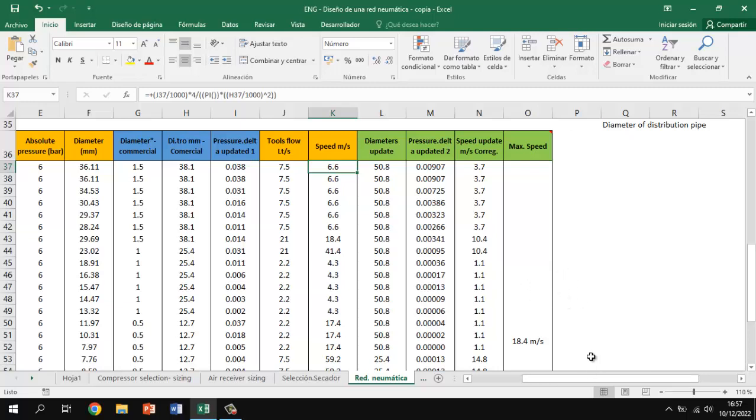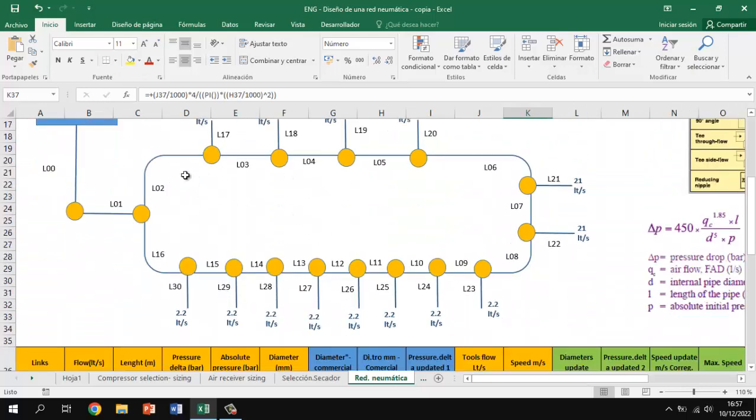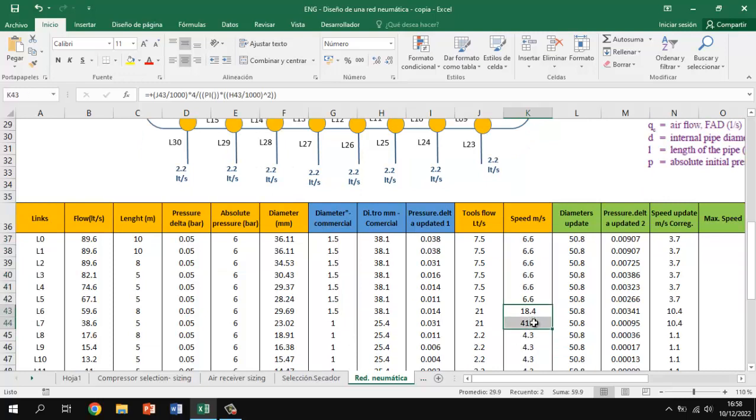Also, you should know that here you have 1.5, 1.5, 1.5, then you have 1 inch, 1 inch, 1 inch. So all the distribution pipe is not the same diameter, and it should be. That's the reason why, for this case we are okay, but for this no, and we continue in the distribution pipe.